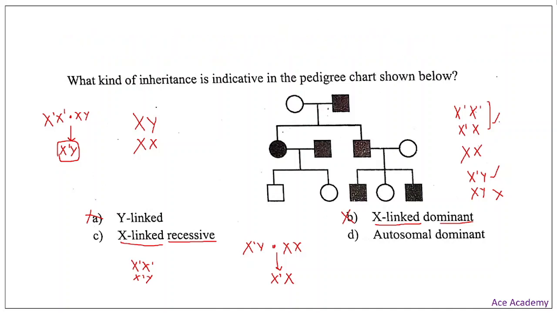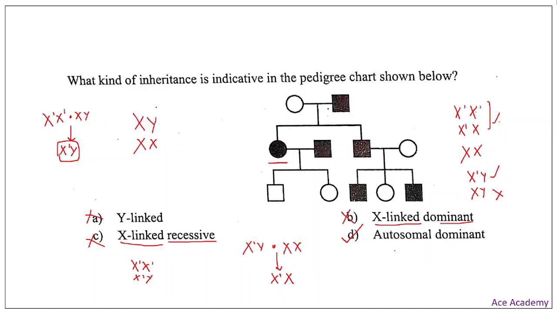Over here, we can see that this mother is affected, but her son is not affected. Therefore, we can say that the inheritance is not X-linked recessive. The only option left is autosomal dominant, which is the correct option. But also, let's check whether the genotypes fit in with our result.